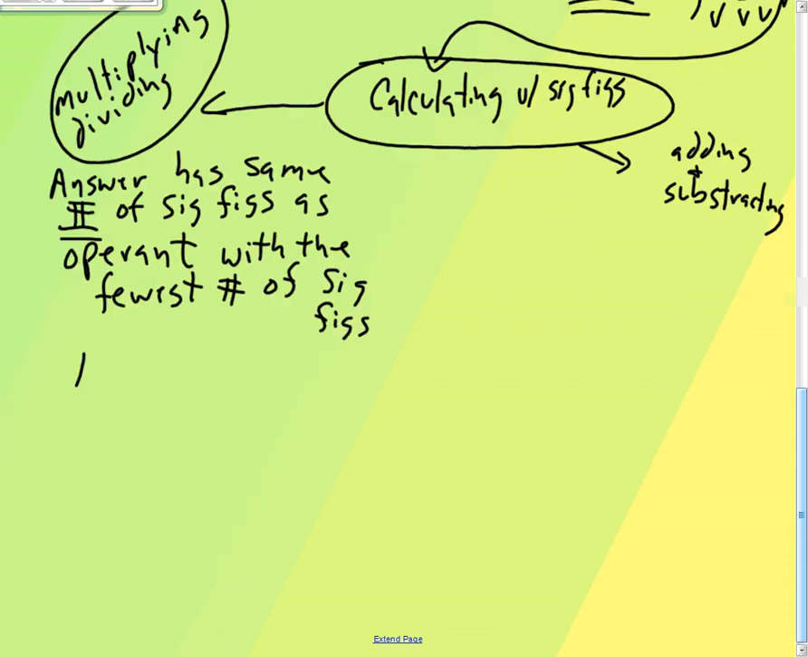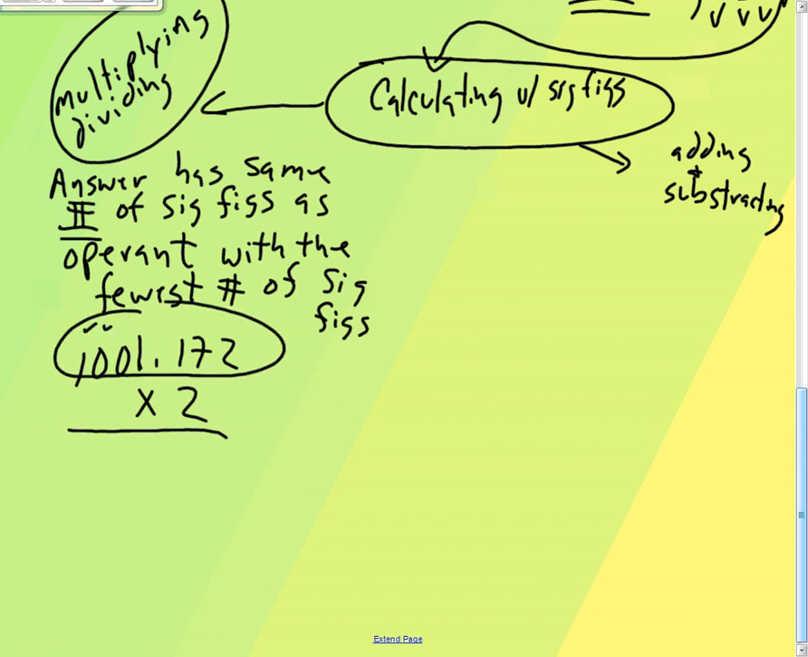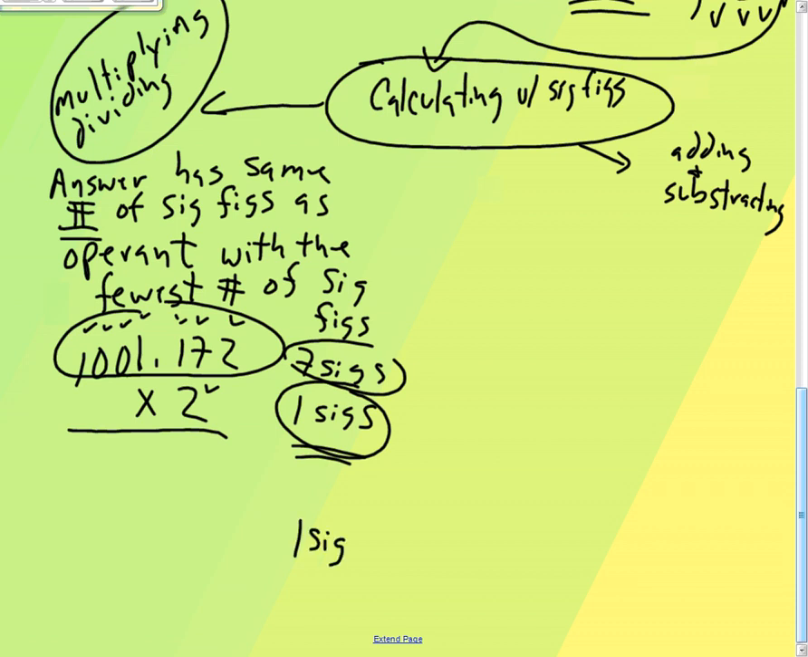Let's say I have 1,100.172, and I'm going to multiply that by 2, right? And the question is, how many sig figs are in my answer? Well, how many sig figs do I have in my first operand? 1, 2, 3, 4, 5, 6, 7. I have 7 sigs. How many do I have in my second operand? I have 1 sig. Okay, what does this say? My answer has the same number of sig figs as the operand with the fewest. 7 versus 1, which is the fewest? 1. So how many sig figs can I have in my answer? I can only have 1 sig fig in my answer, meaning what do I have to do?